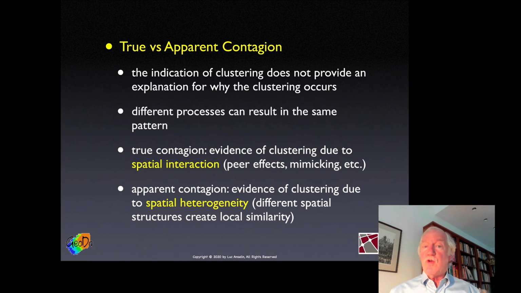So without further information, the clustering in a cross-sectional setting does not provide you information about the interpretation. So what I do not want to see in your assignments is, after you decide that there is evidence of clustering, that you then conclude there is spatial interaction. Maybe, but it could also be spatial heterogeneity. This is the inverse problem, the difference between true and apparent contagion. Very important to keep in mind at the time when you write the interpretation of your analysis.